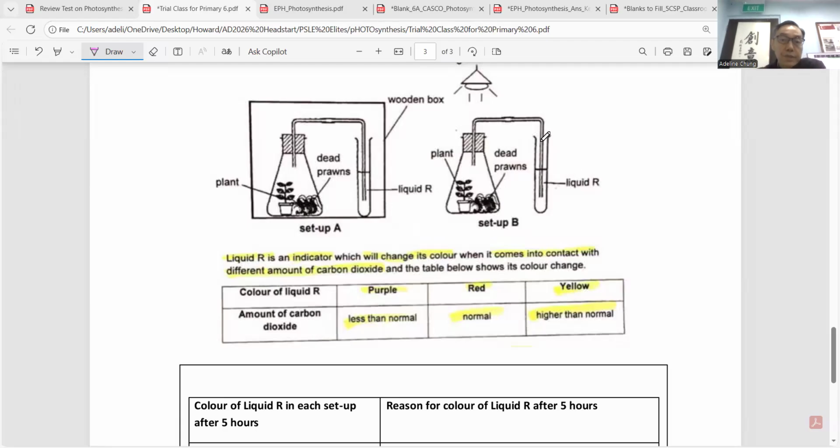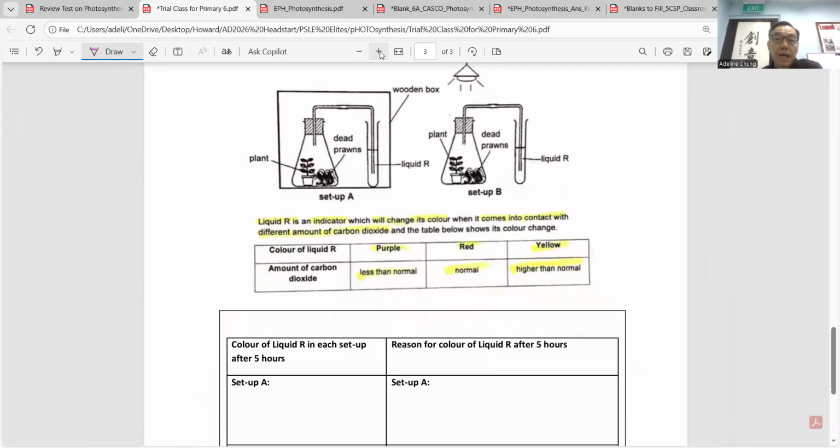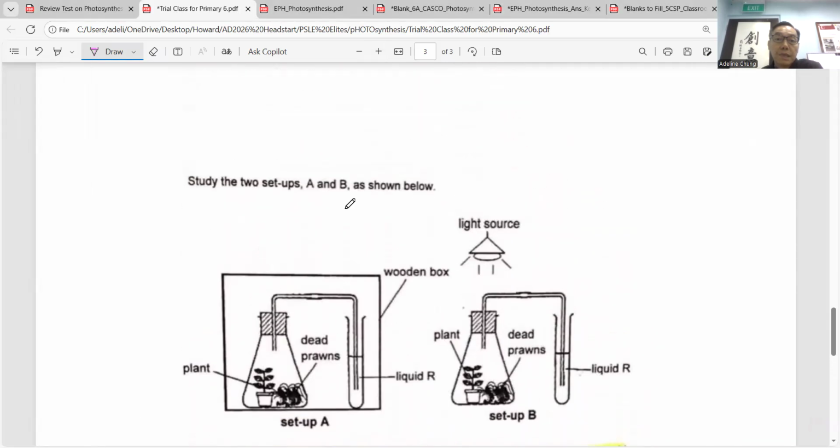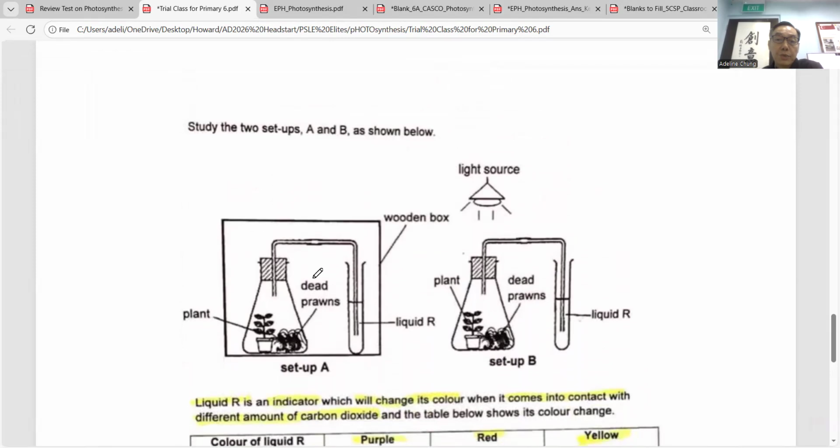Okay, let's analyze this question. This is a typical PSLE science question. So this is what you are being asked to do. They say there are two setups, A and B, as shown. You take note of this wooden box here.